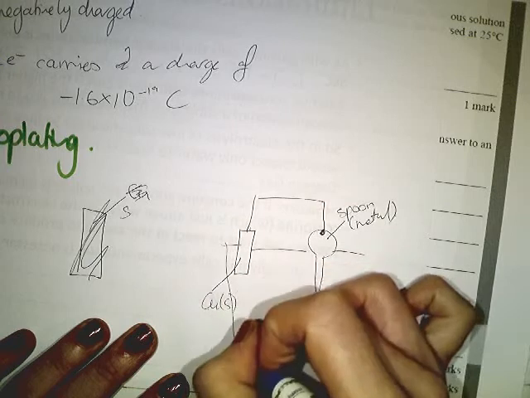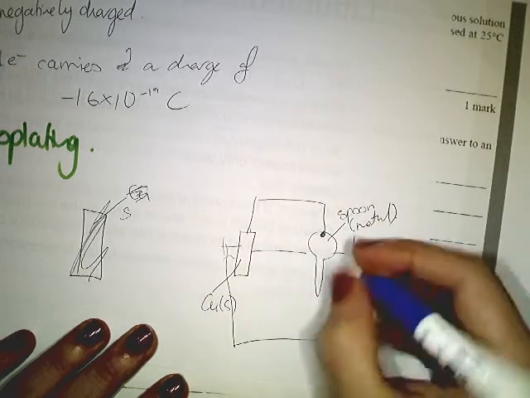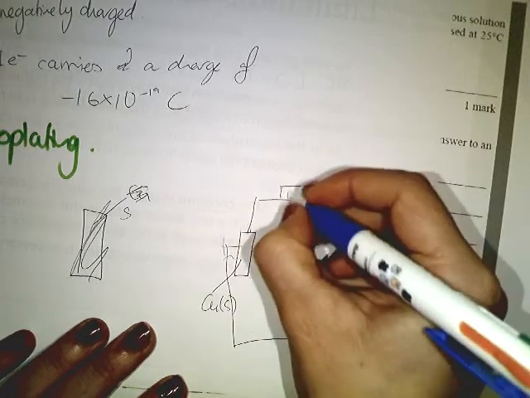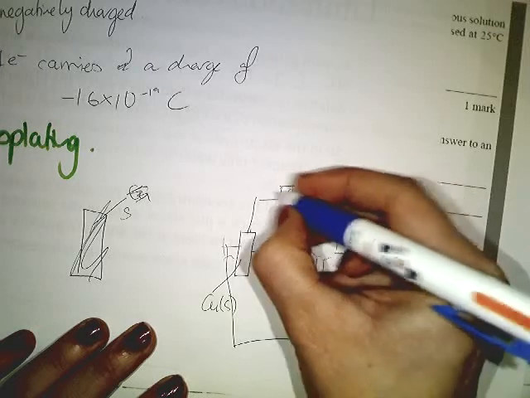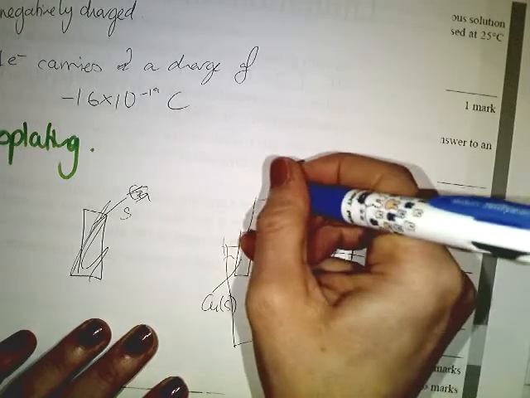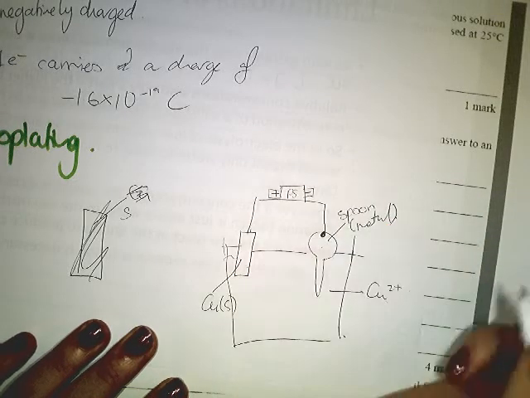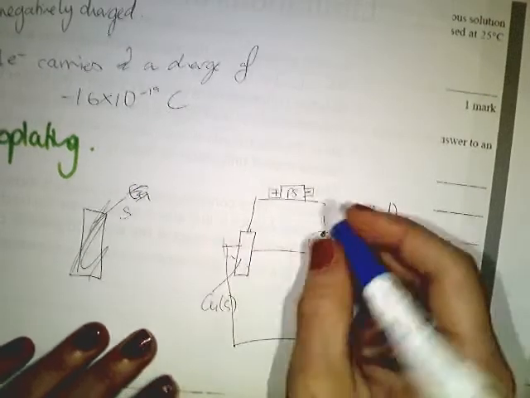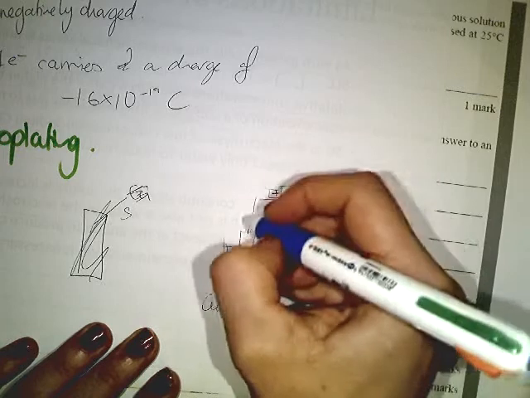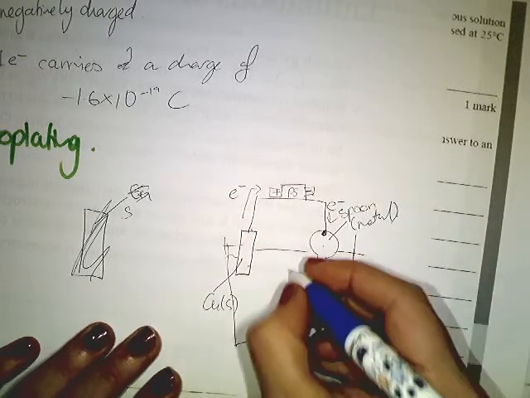We then put it in a solution of copper 2+. We then connect it to a power supply, and we connect the negative side to the spoon, and we connect the positive side to the copper. Now what happens is, as you are adding electrons here that have been removed from here, you're making this side more negative.